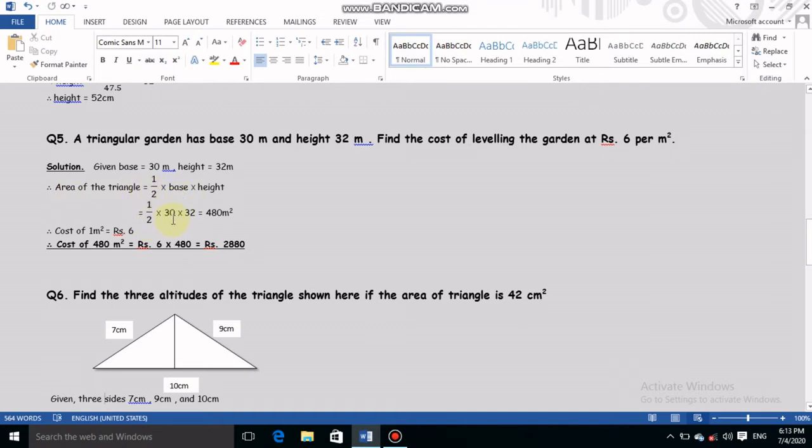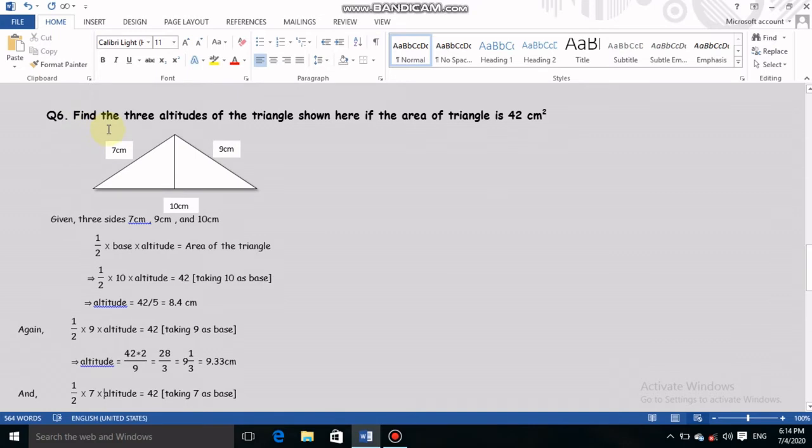Half into base is 30, height is 32. You divide by 2, this 32, you get 16. 16 into 30 is 480 meter square. So cost of 1 meter square is 6 rupees. So cost of 480 meter square is rupees 6 into 480, which is equal to 2880 rupees.